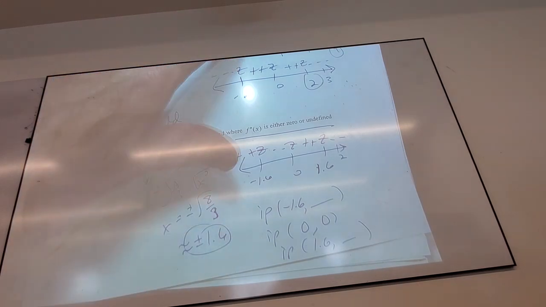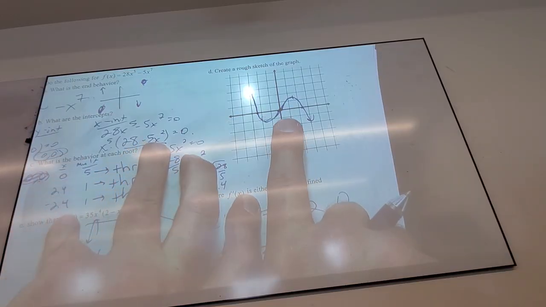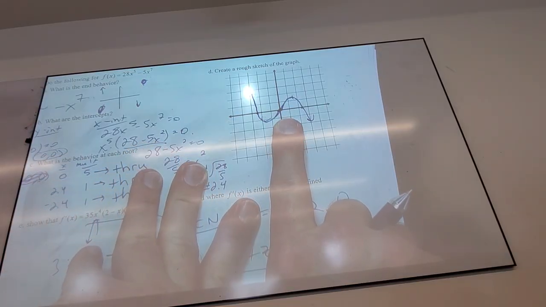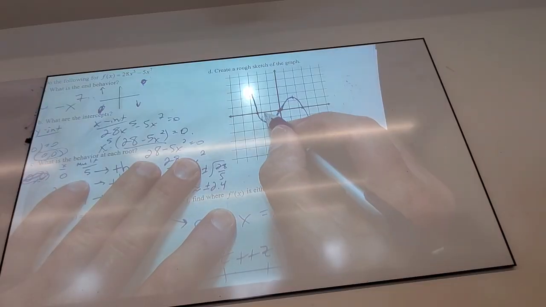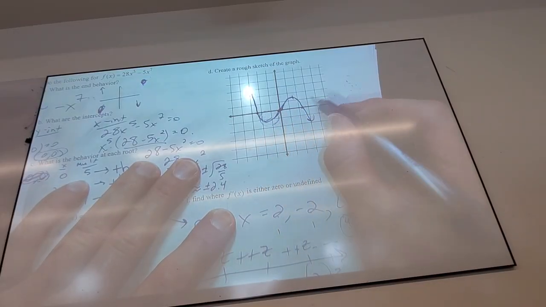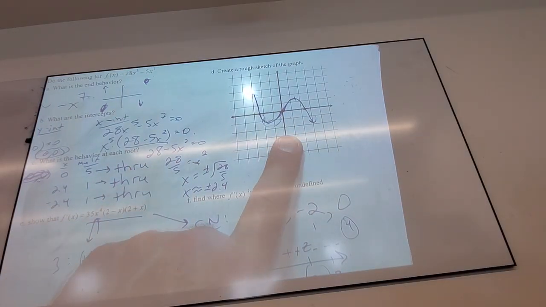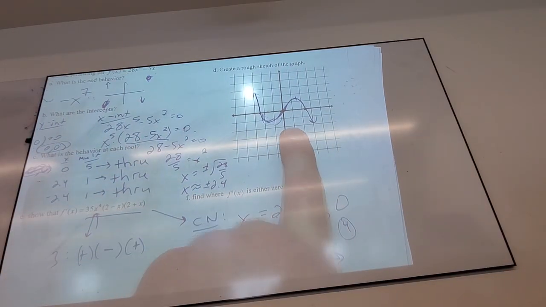So now you can see my rough sketch from the viewpoint of calculus wasn't very accurate. In here somewhere, negative 1.6 should be where it changes concavity. Positive 1.6 should change concavity. I didn't know that back in pre-calc, so this was good enough for pre-calc.